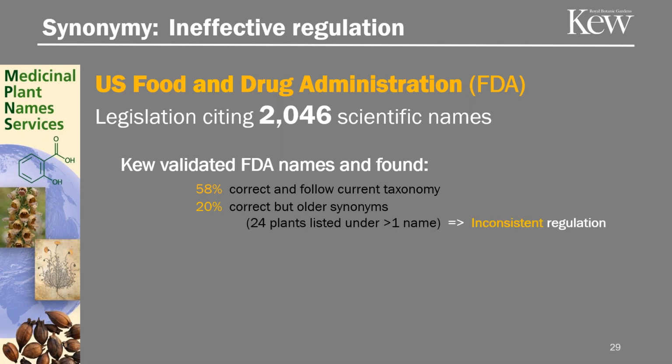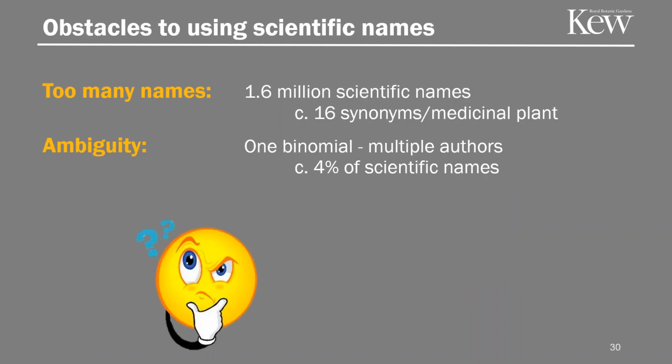The issue in this case for FDA was that they were unaware that they were synonyms. And as a result, in those 2,000 scientific names, they were citing 24 plants multiple times under alternative names. And that led to inconsistent regulation of those plants. And finally, inevitably, there are a bunch of names written in Latin that were not suitable for effective regulation. But I stress, FDA do a good job compared with their counterparts.